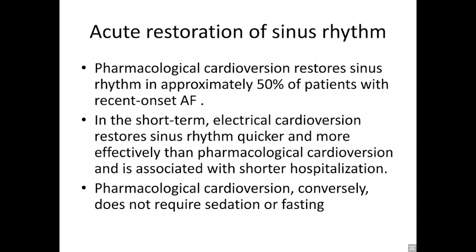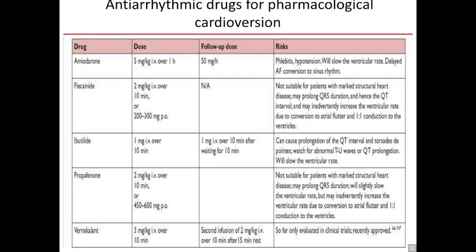cardioversion. If your patient is stable, it's your choice and the patient's choice, pharmacological or electrical cardioversion. If your patient is unstable, only electrical cardioversion may be used. Some antiarrhythmic drugs we use for pharmacological cardioversion are amiodarone, flecainide, ibutilide, propafenone, etc.